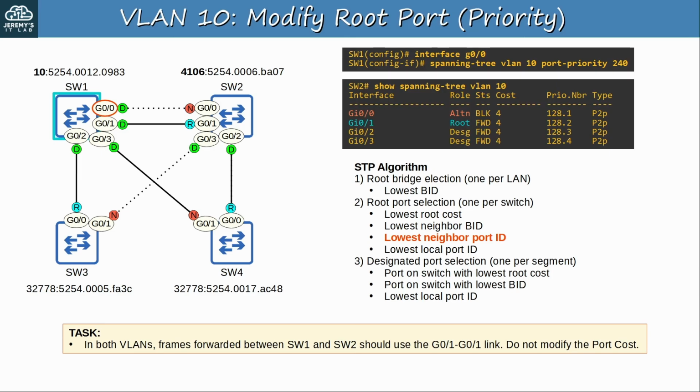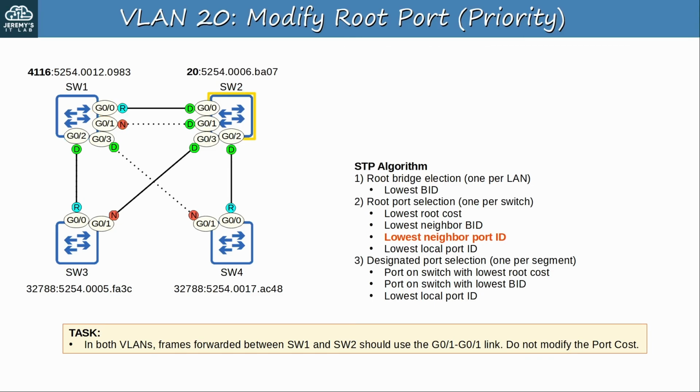As a result, switch 2 made G01 its root port. So, frames forwarded between switch 1 and switch 2 will now use the G01 link instead of the G00 link. Now let's do the same for VLAN 20.